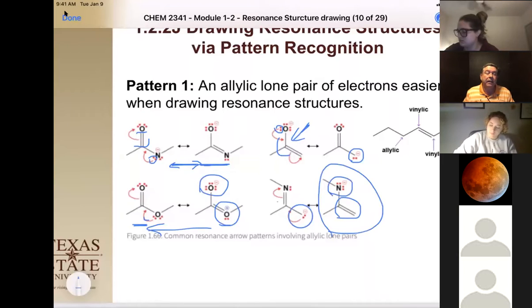And they're called allylic lone pairs. Allylic means that they're on an atom adjacent to a double bonded system. So it can be a carbon-oxygen double bond or a carbon-carbon double bond or a carbon-nitrogen double bond.